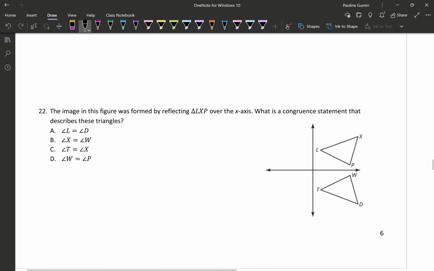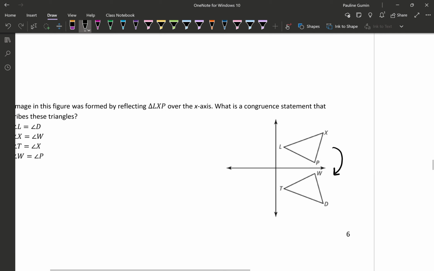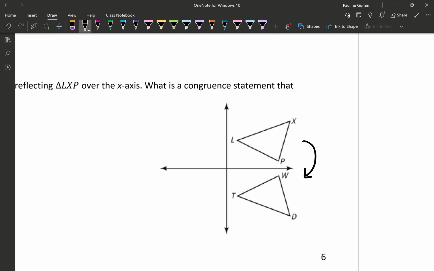22. The image in this figure was formed by reflecting triangle LXP over the x-axis. That means a mirror image was created there. What congruence statement describes these triangles? Looks like I got a bunch of angles. So before I start checking what's right and what's not right, I'm going to mark them and see which would be the reflections of each other, just like I did when I was creating those reflections.